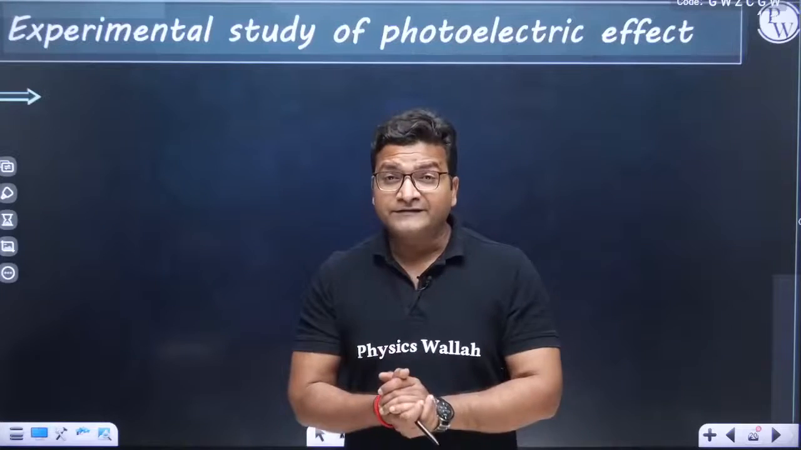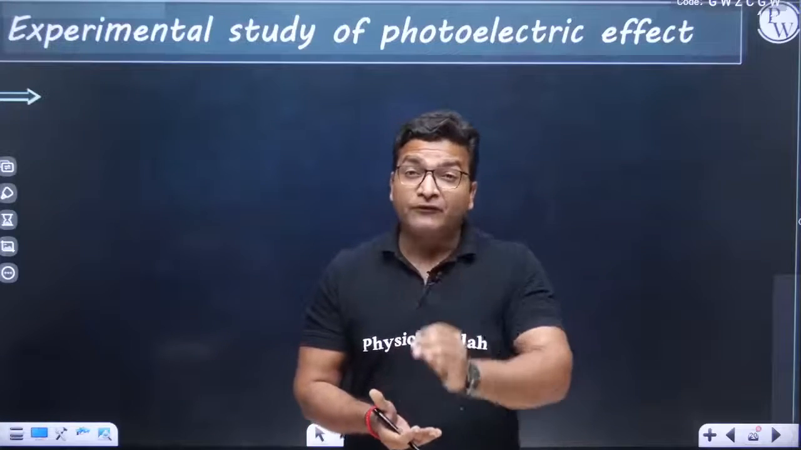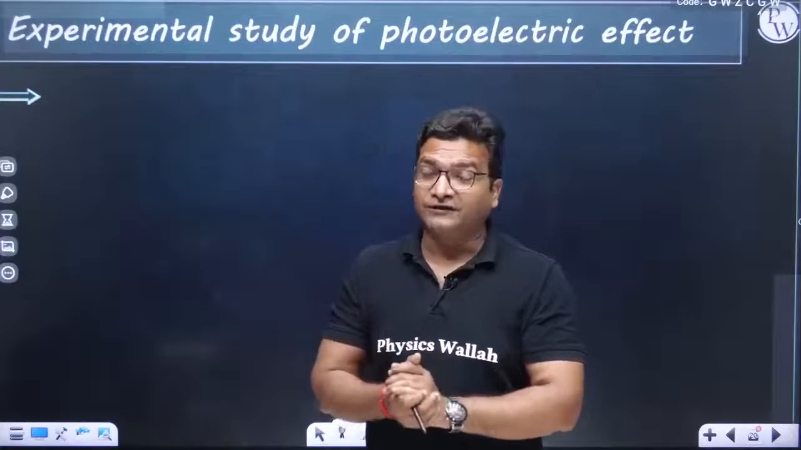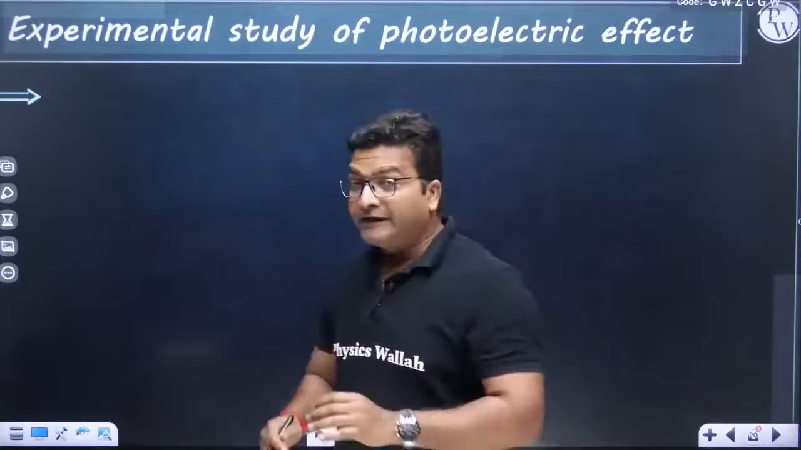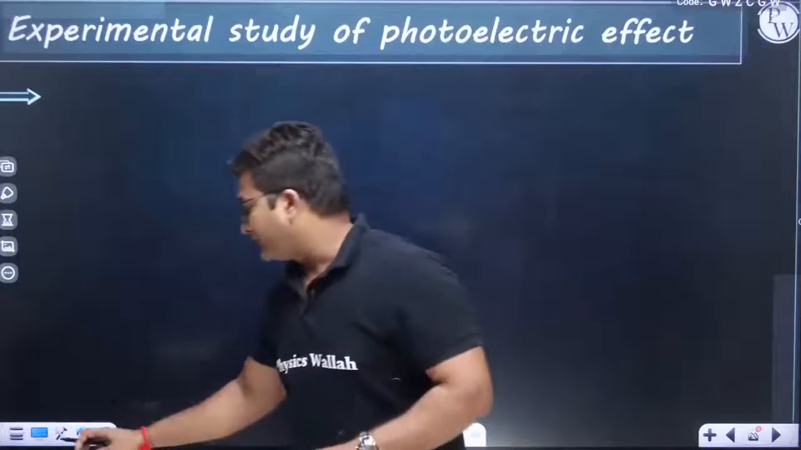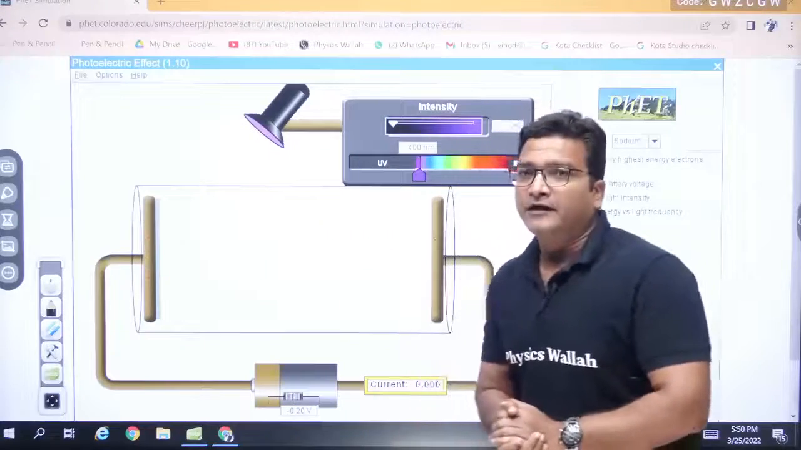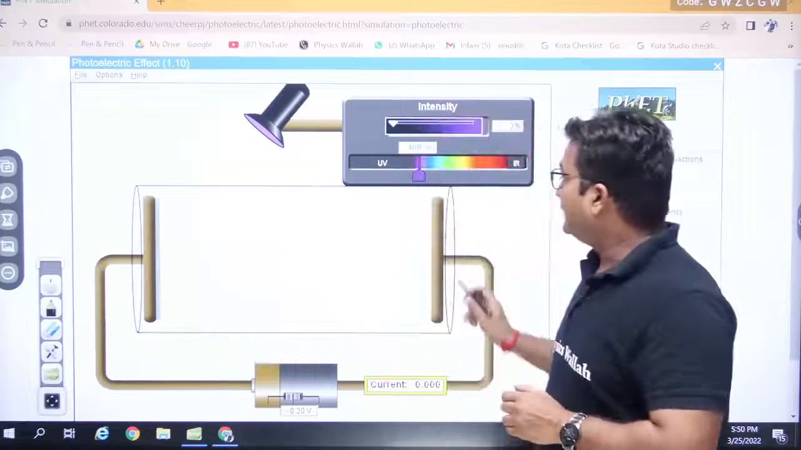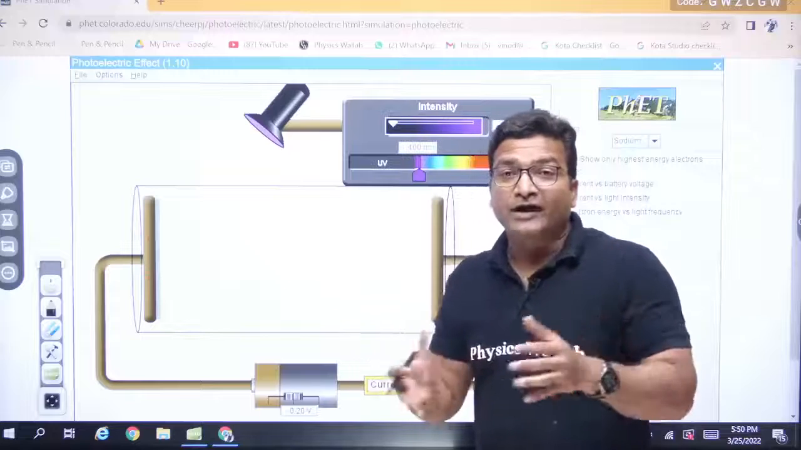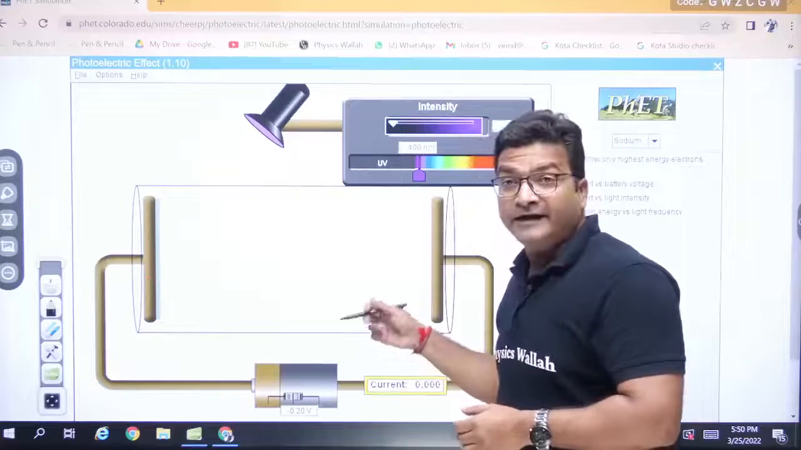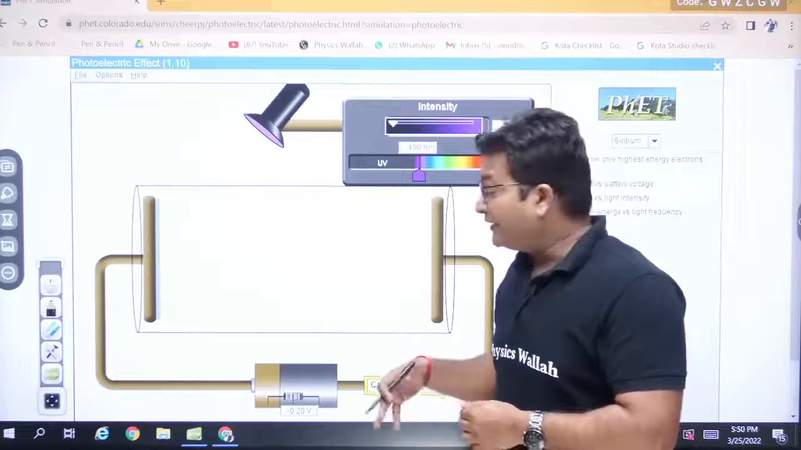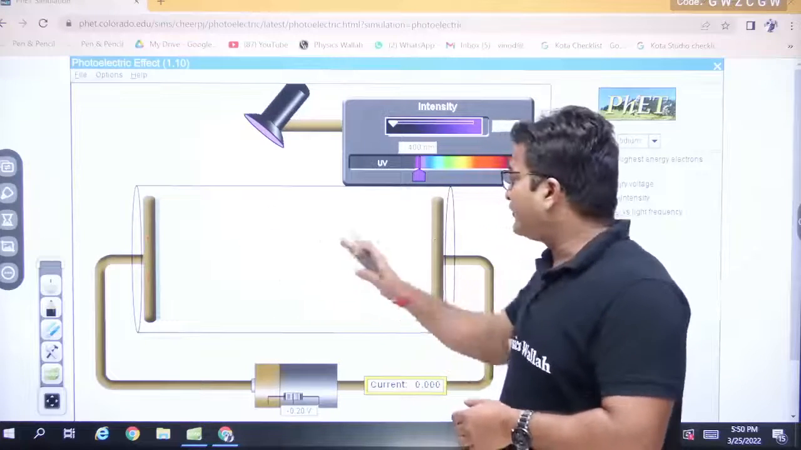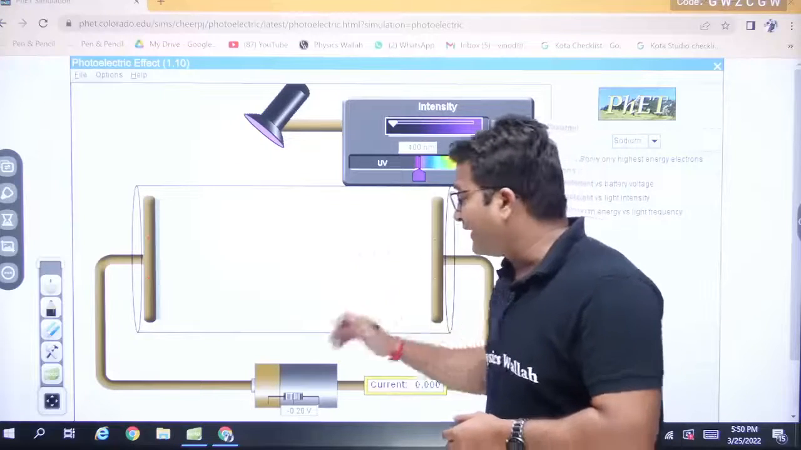Let us now understand how this experiment is performed experimentally, and it is done under very special circumstances. Let me show you the experimental setup for the photoelectric effect. Here we have a tube. Can you see the tube? And this tube is evacuated. Evacuated means all the air inside it is withdrawn so that the electrons or any particle can move freely without any hindrance.